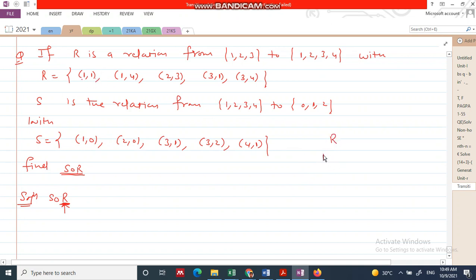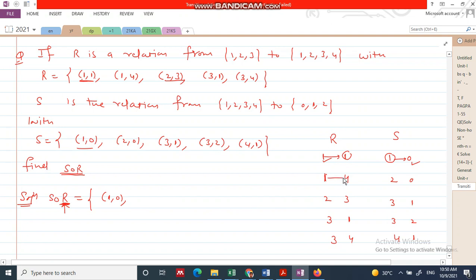Here in R, 1 goes to 1, 1 goes to 4, then 2 goes to 3, then 3 goes to 1, 3 goes to 4. And in S you see what is happening: 1 goes to 0, 2 goes to 0, 3 goes to 1, 3 goes to 2, and then we have 4 goes to 1. Now you see that 1 maps to 1. Here we have 1, but 1 goes to 0, so ultimately 1 goes to 0. So in S o R we have first element (1,0).